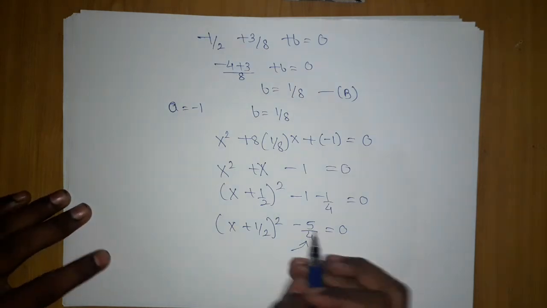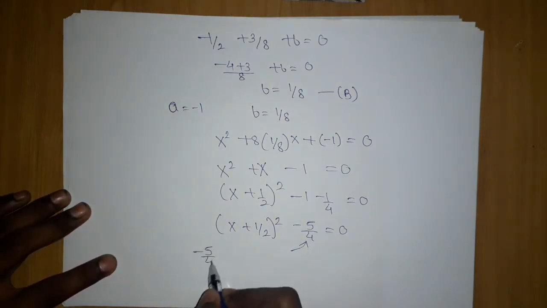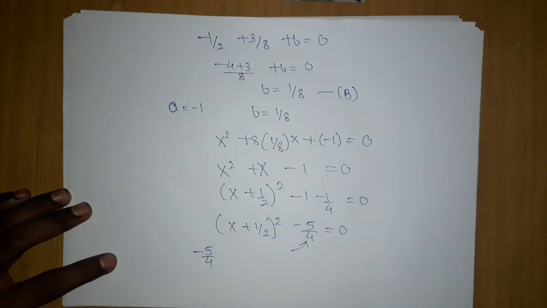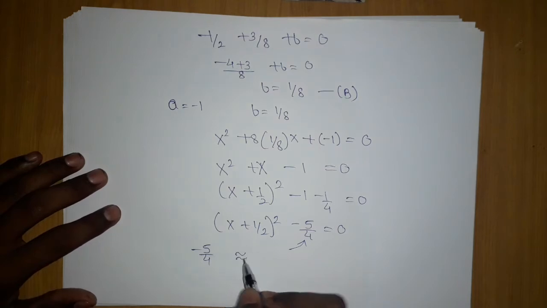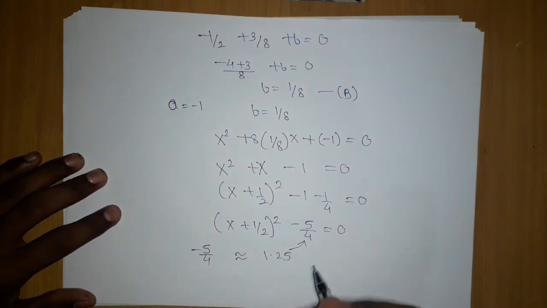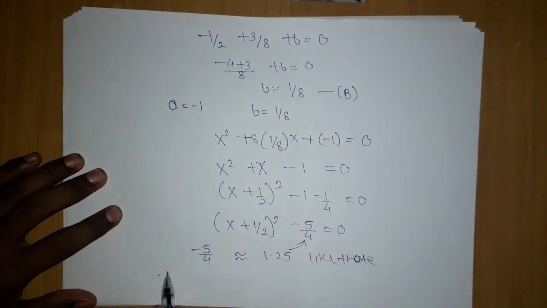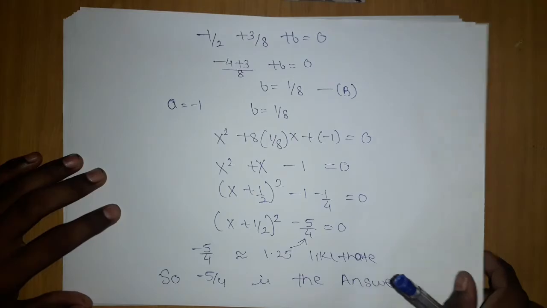So what is the minimum value? Minus 5 by 4. When this will occur can also be a question, but here they are not asking. It becomes 0 at x equals to minus 1 by 2, and so the minimum value will be minus 5 by 4, which is approximately 1.25. So minus 5 by 4 is the answer. Okay, let's move on to the next question. This question was good.